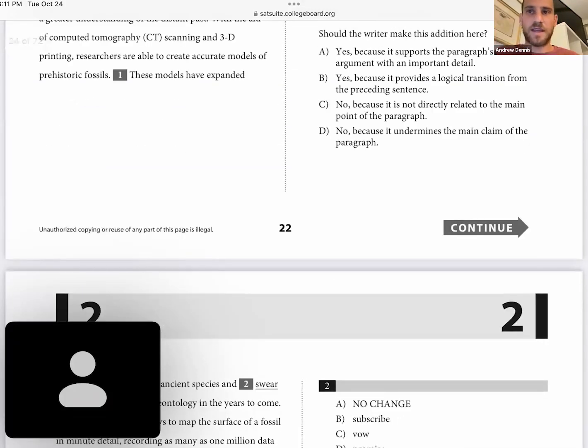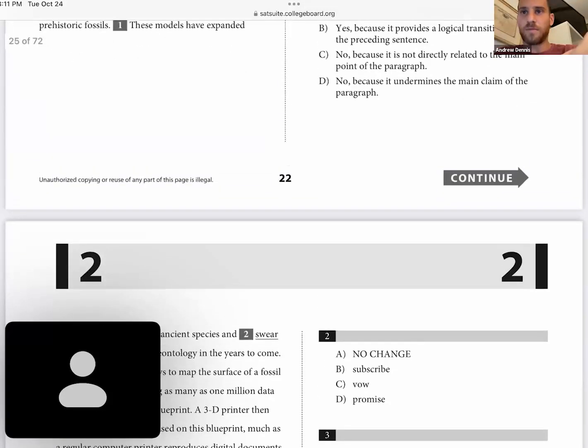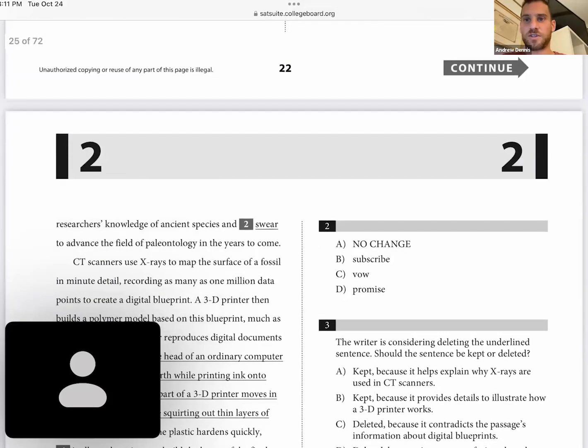These models have expanded researchers' knowledge of ancient species and swear, and vow, and promise, and subscribe to advance the field of paleontology in the years to come. What do we think is the best answer choice? C.